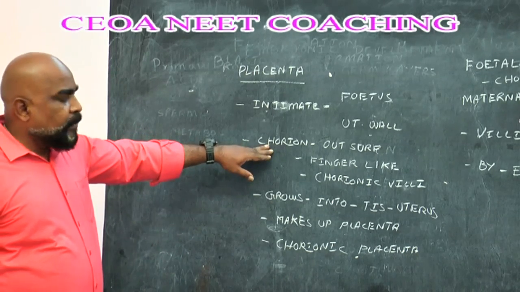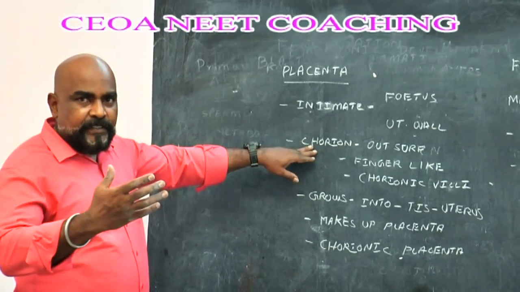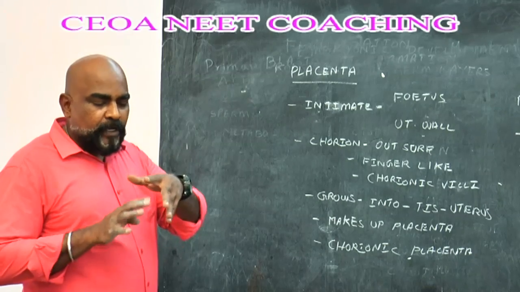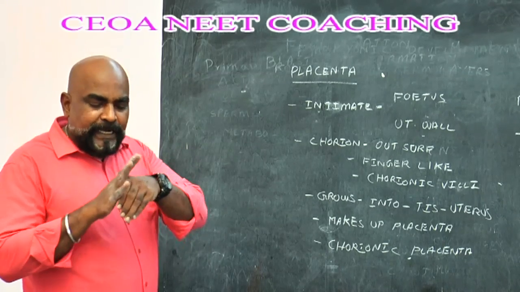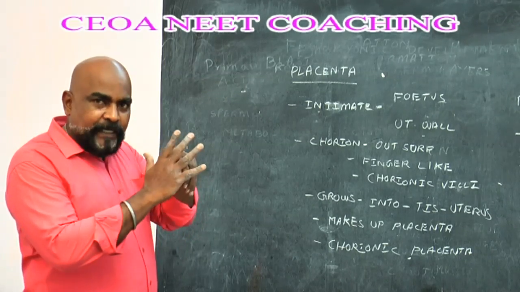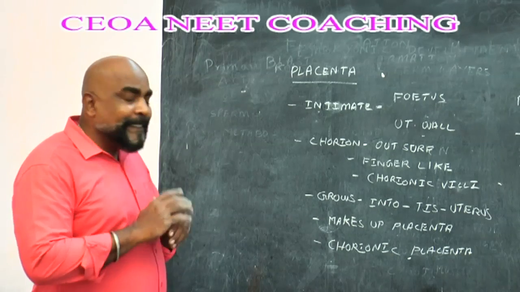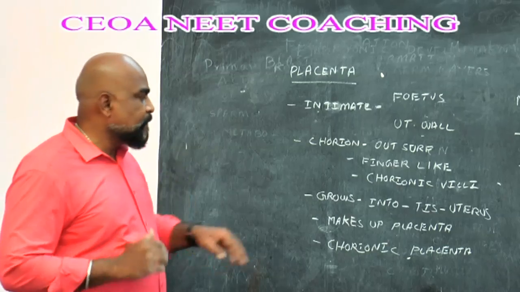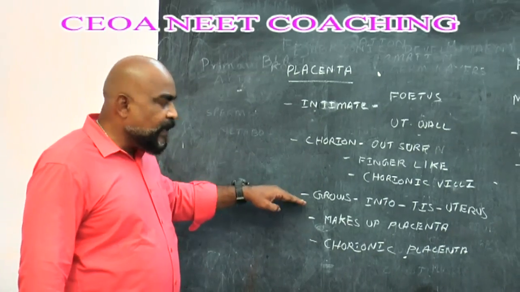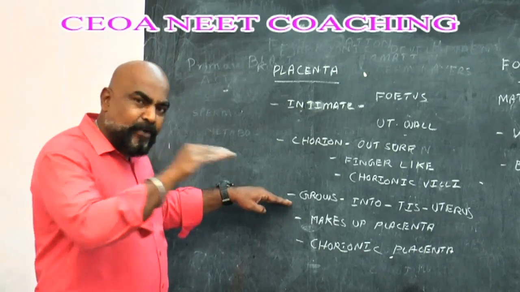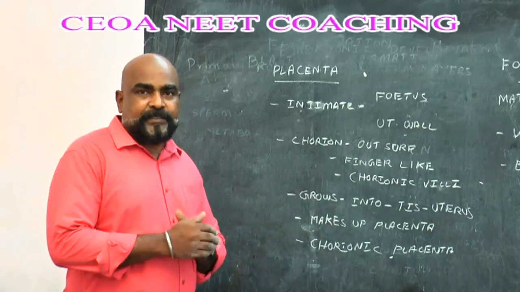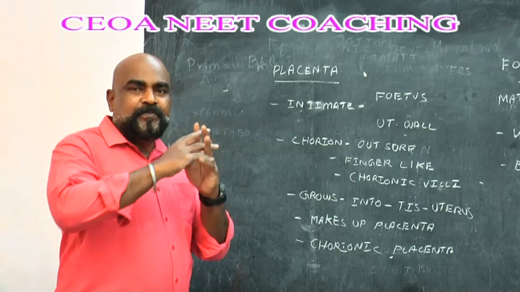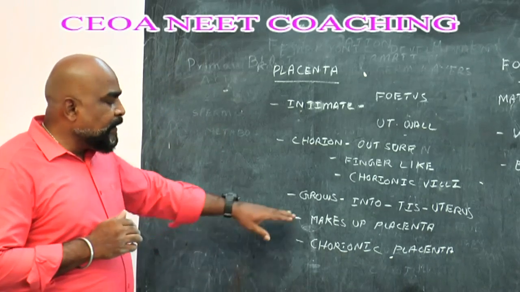The chorion, on its outer surface, produces finger-like extensions. This is the chorion. These finger-like structures on the outer side are called the villi. These villi grow into the tissues of the uterus. They penetrate the uterine tissue and form the placenta.